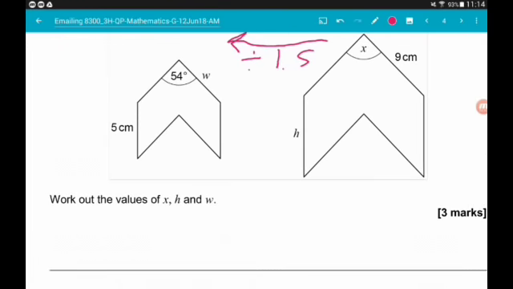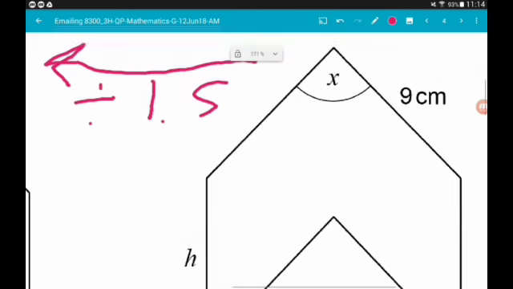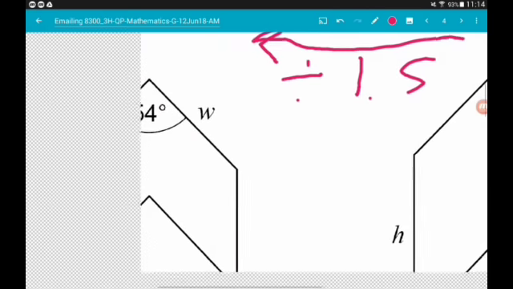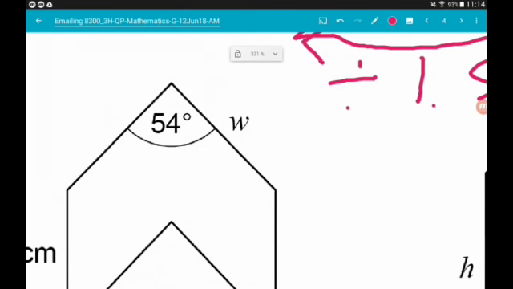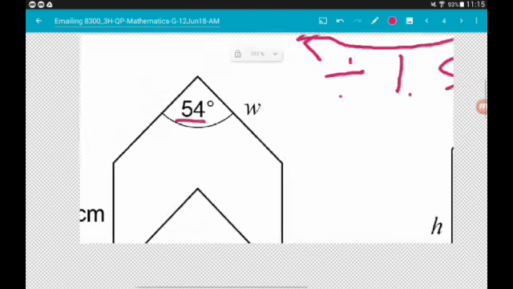So the question asks us to work out the value of X, H and W. So X, first of all, is this angle up here. Now the angles stay the same, so X is still going to be 54 degrees.